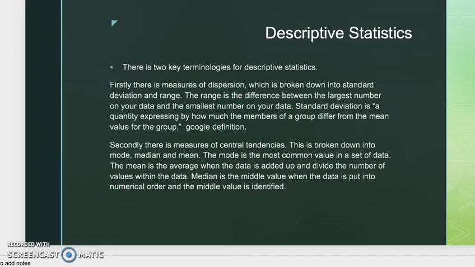Secondly, there is a measure of central tendency. This is broken down into mode, median, and mean. The mode is the most common value in a set of data. The mean is the average when the data is added up and divided by the number of values within the data, and the median is the middle value where the data is put into numerical order and the middle value is identified.